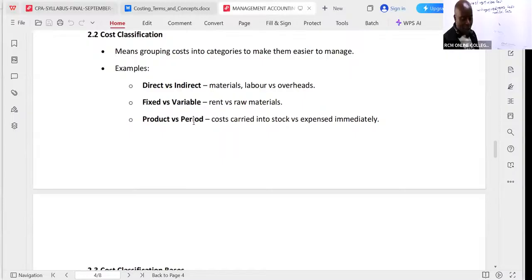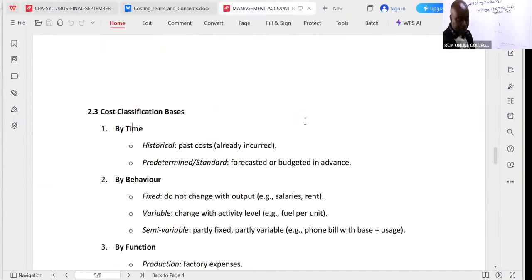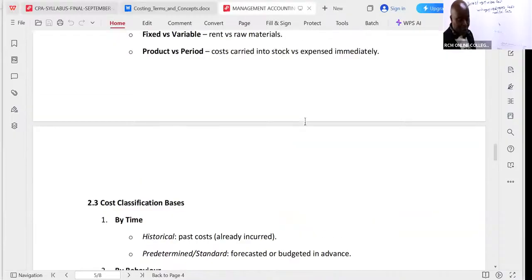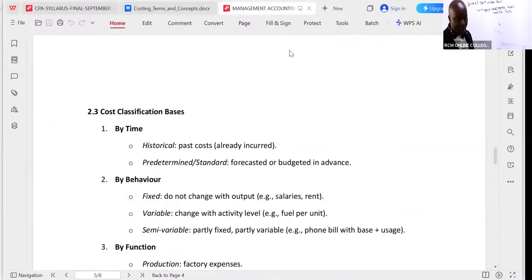So product versus period. Costs carried into stock are product costs, and period costs are expensed immediately. They don't become part of our stock. Then we have what we call cost classification, very important. I'm normally a very brief man. I've taught most of you before. I'll be able to clear this in the next 30 minutes maximum, and then we go to other things.